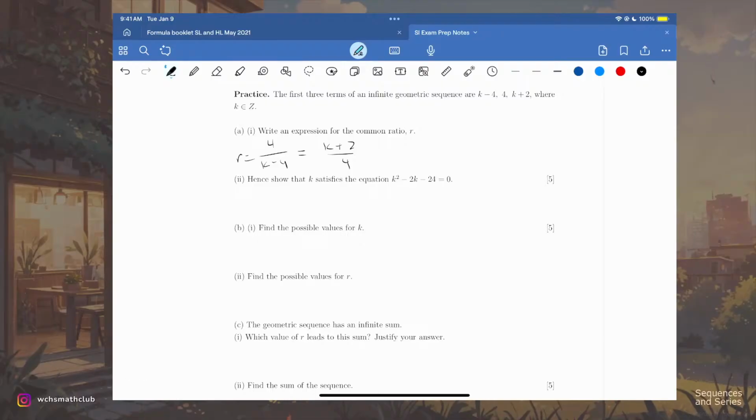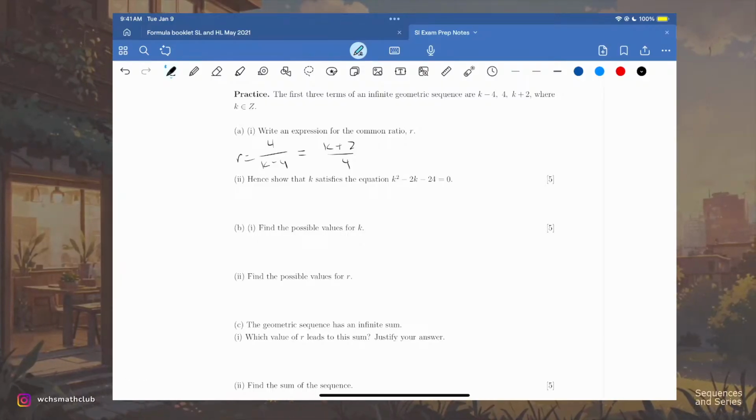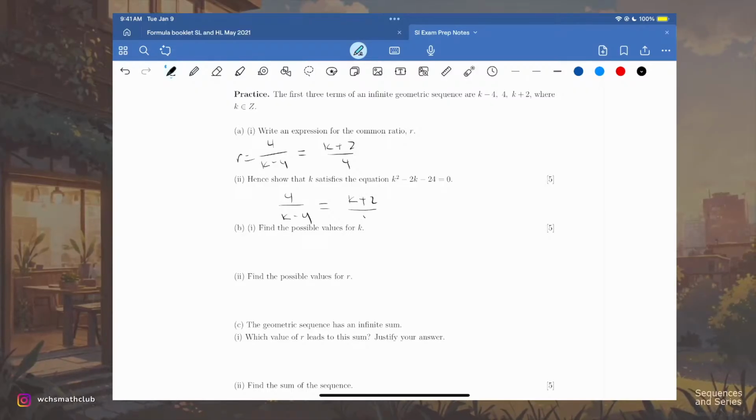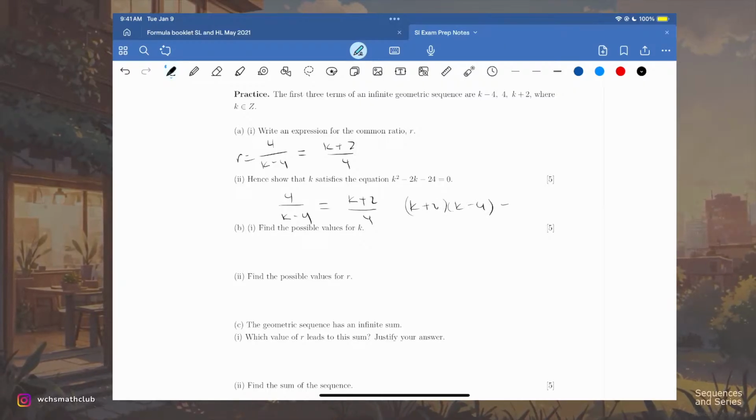For part A(ii), show that k satisfies the equation k squared minus 2k minus 24 equals 0. We basically use the expressions above: 4 over k minus 4 equals k plus 2 over 4. You can cross multiply, and this will simplify to k squared minus 2k minus 24 equals 0.